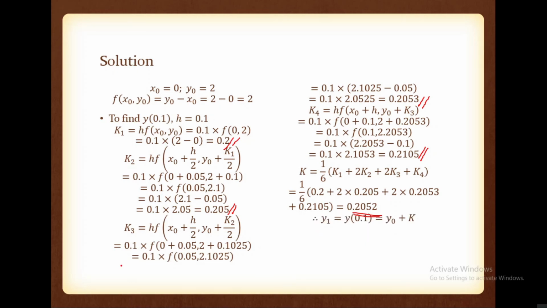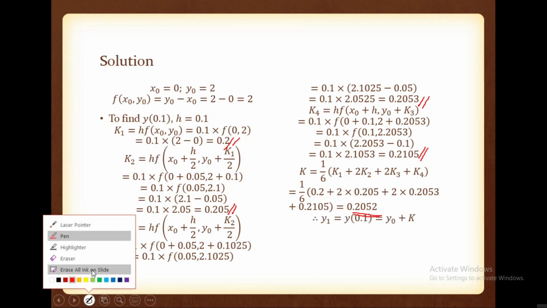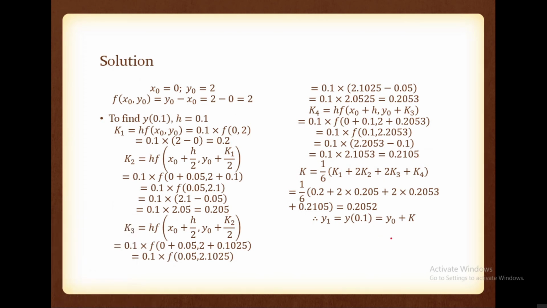y1 is equal to y0 plus k. Yes, y0 plus k. So what is the value? y0 is 2 and k is 0.2052. So 2 plus 0.2052, so we have the final answer 2.2052. So y1 is equal to 2.2052.